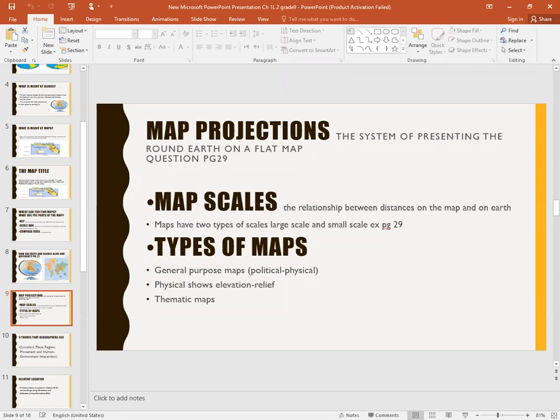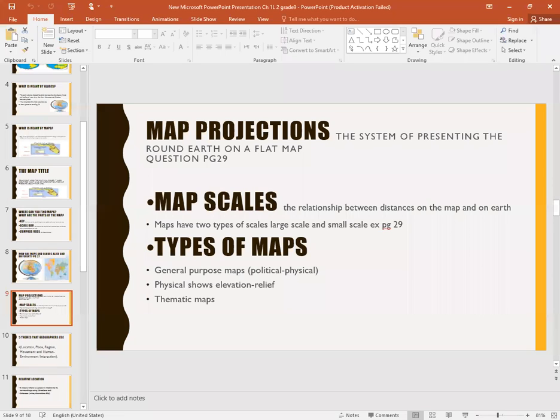So map projections help us choose the kind of map that focuses on the thing I want to study. If I want to study the sizes, I will choose this map. If I want to study landforms, I will choose the map made for that purpose. So this helps us choose the map according to the purpose I want to study it for.